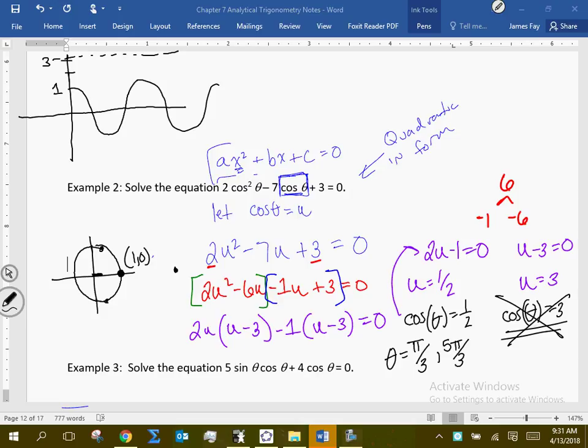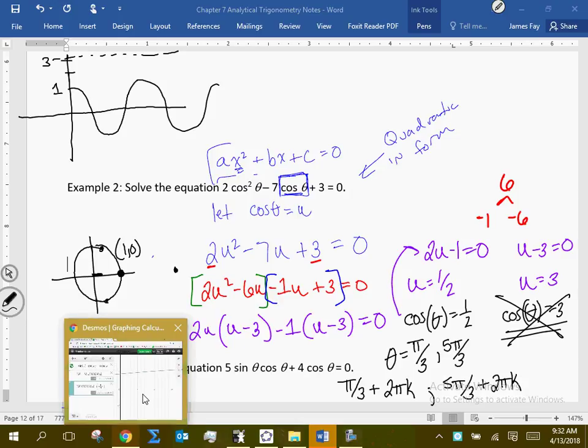What if I want the infinite number of solutions? I start with pi over 3, and I add to it what? 2 pi k. Start with 5 pi over 3, and add to it 2 pi k. All right, and those will give me all the solutions that we need for this curve.